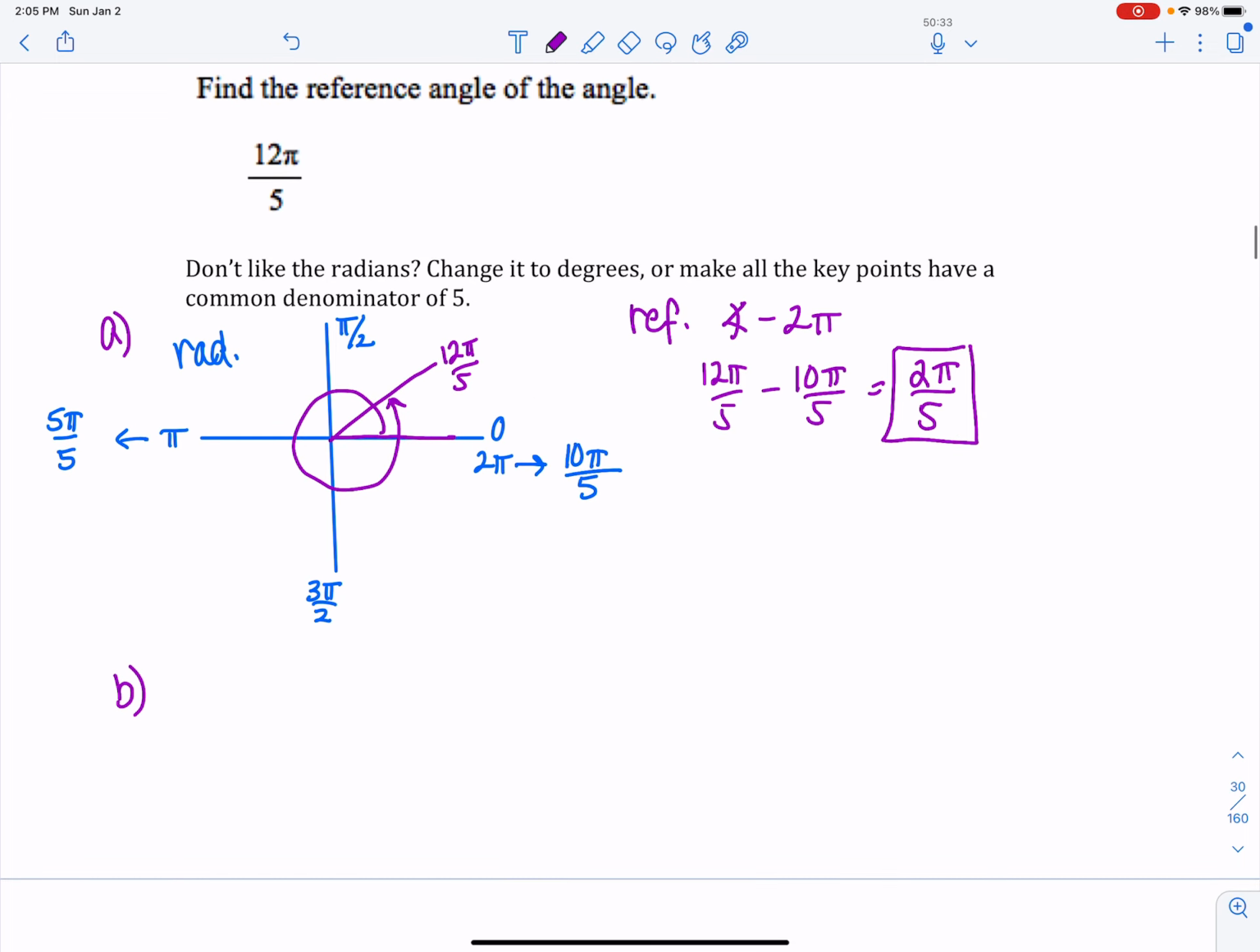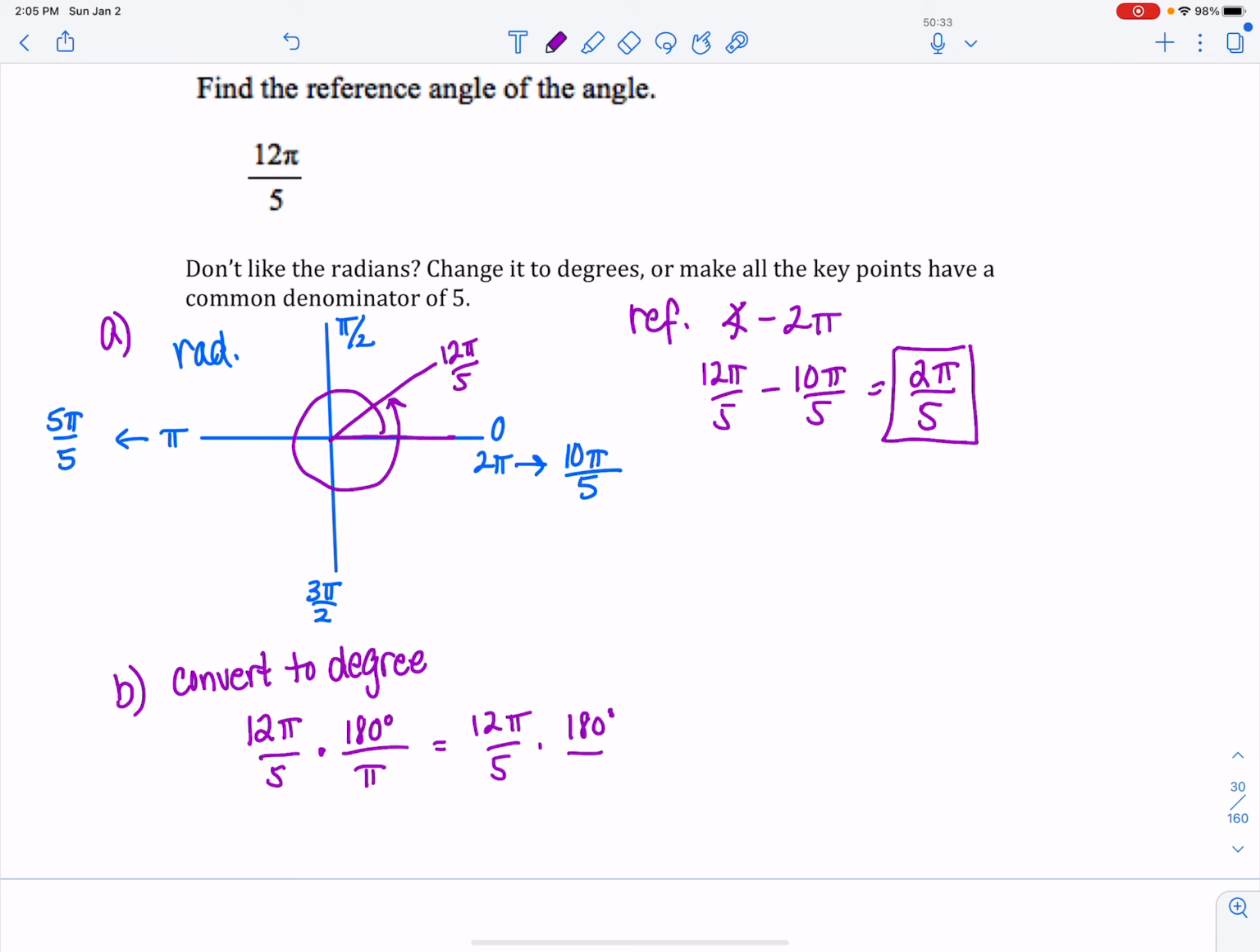So let's see what happens when we convert to degrees. We can do it either way. Once again, if you're happy with dealing with the denominators in the radians, then leave it like that. But you can convert this to degrees. So 12 pi over 5, if we convert it to degrees, remember we have to take 180 over pi. And then we have to reduce this down. So let's reduce. The pi's will go away. So let's do that. 5 goes into 180 36 times. So now we have 12 times 36. So let's figure out what that is.